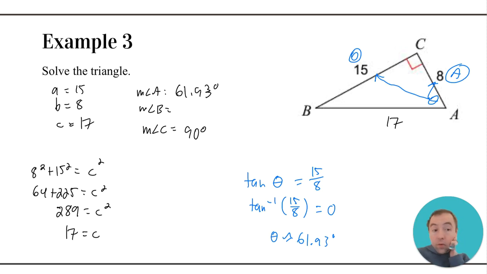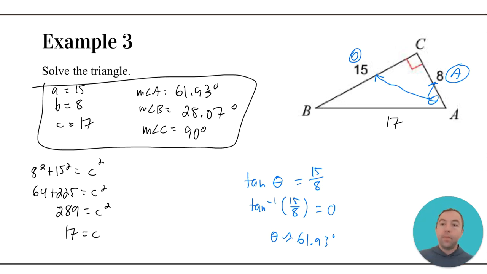And then we can also solve for the measure of angle B, because we can subtract them all from 180. So 180 minus 90 minus 61.93 leaves this last angle here to be about 28.07 degrees. And we're done.